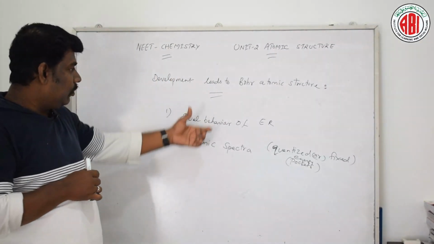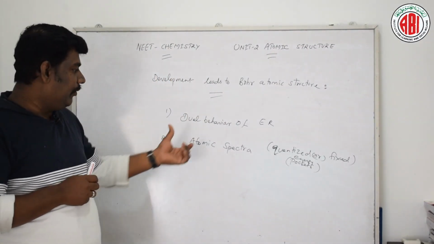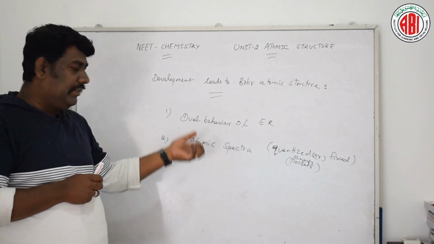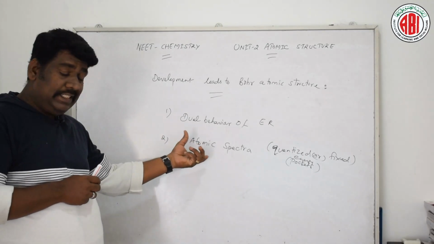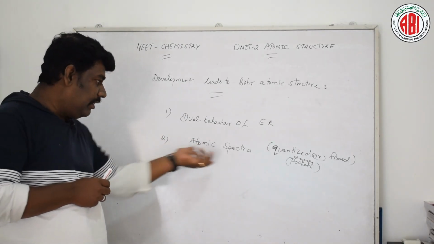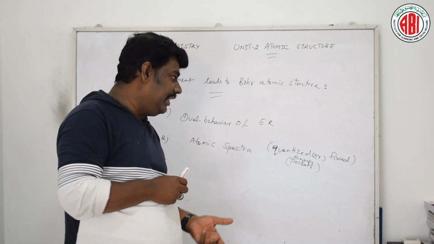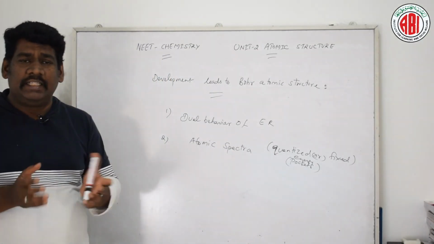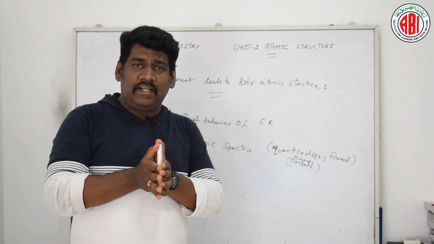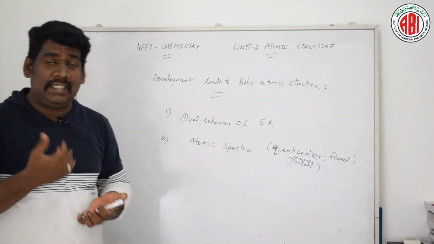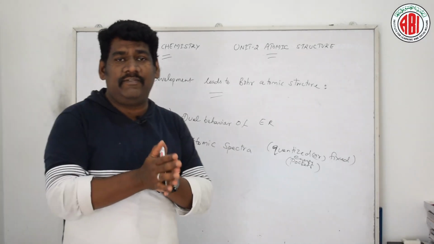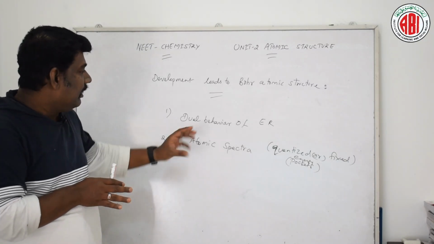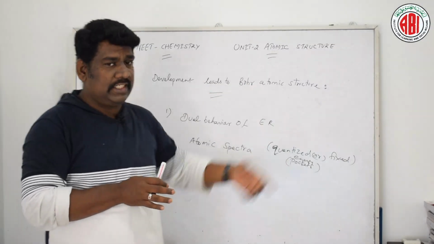So these are the two major concepts, the dual behavior of electromagnetic radiation and the atomic spectra. The experiments on atomic spectra explained very clearly a quantized or fixed energy level that could be maintained for the electron of each and every atom, which helps the electron revolve around the nucleus. These are the two major concepts that lead to the development of Bohr's atomic theory.